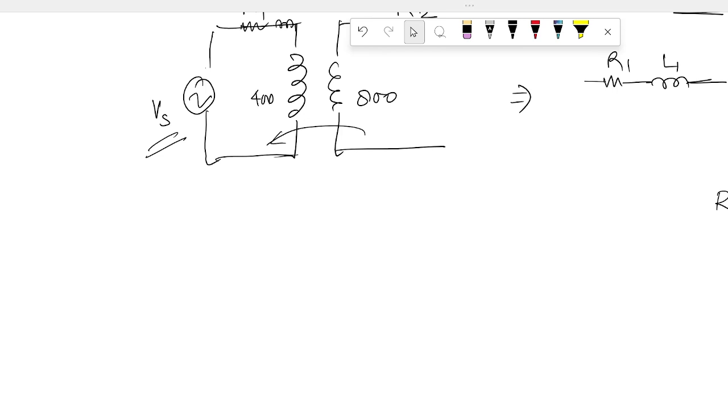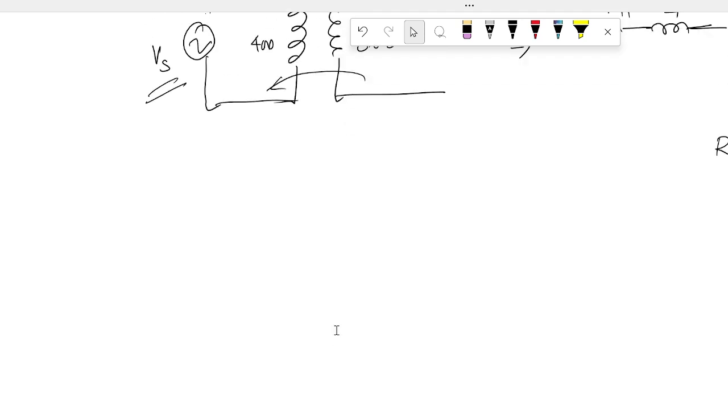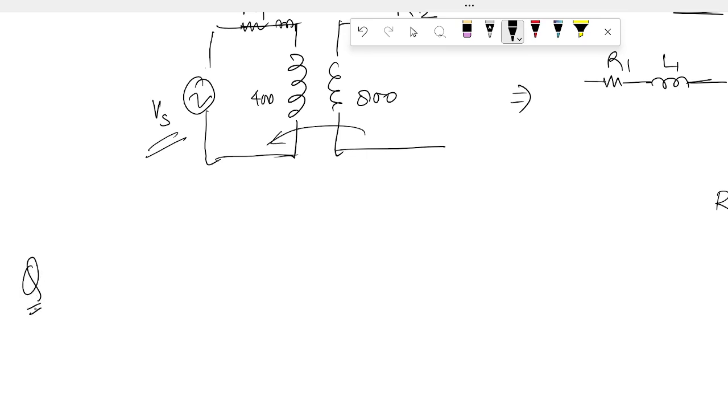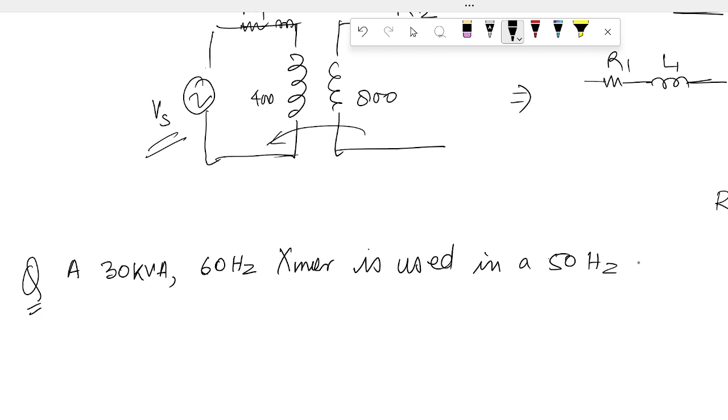Now the next question we are having: a 30 kVA, 60 hertz transformer is used in a 50 hertz power system. If you remember, in the last lecture, on the 30th or 1st of August, I had done a similar question.